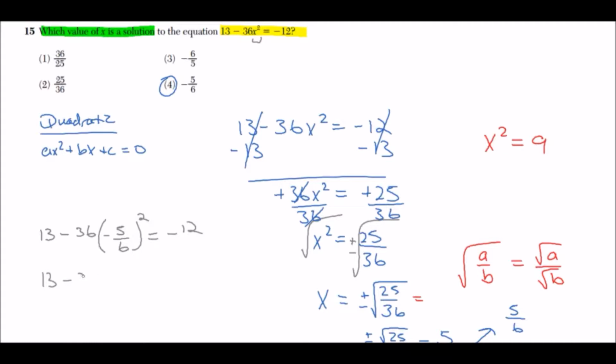So we get 13 minus 36. Now we square negative 5/6, and what we get is positive 25 over 36. 36 over 36 here divides to 1. And what we get is 13 minus 25 is negative 12, which is true. If we were to substitute any of the other values, we would not get a true equation. So we can conclude that choice 4 is the only possible answer choice in this case.